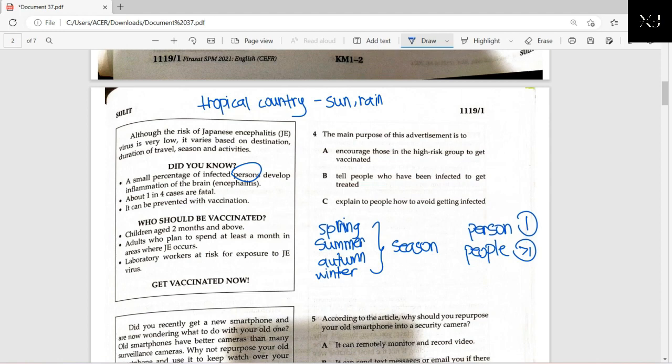Okay, so in order to prevent ourselves from getting that virus, or to build our immunity. Okay, immunity, let me write it down. Immunity. Okay, means that to have like stronger cells to fight against this particular virus, we needed vaccination. Okay, we inject ourselves with the medicine. Okay, so who should be vaccinated? Children aged 2 months and above, adults who spend at least a month in areas where JE occurs. Occurs means happens.